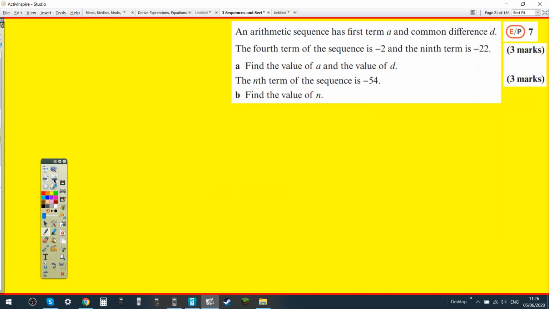I'm going to exam questions. Hang on, this is an exam question. Let's try this. Okay.